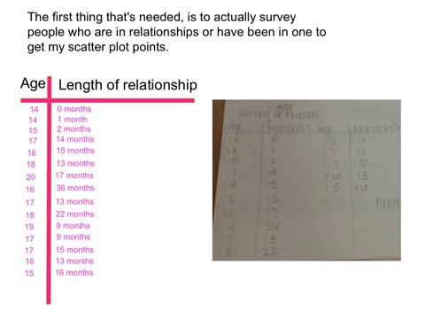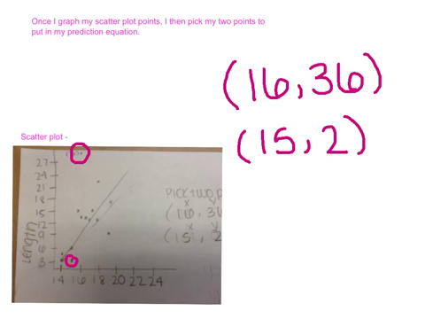All the ages are of people I know and the ages that they are or were during the relationship and the length of the relationship that they have or haven't had or had. My y-axis is the length of the relationship month-wise, and my x-axis is the age of the people I surveyed. The 2 points I picked were (16, 36) and (15, 2).